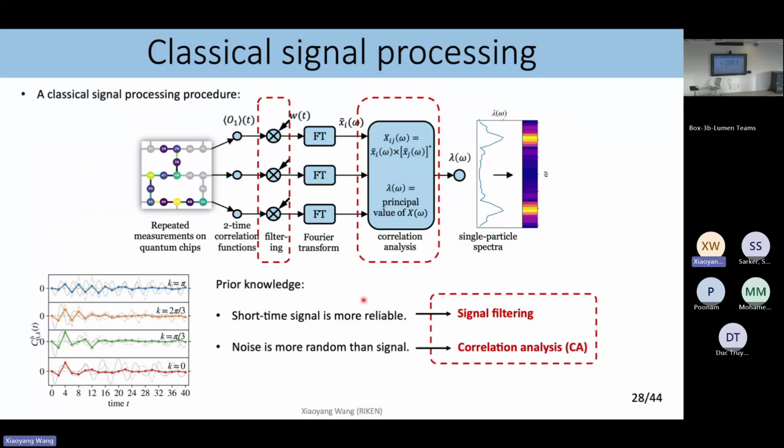So based on these two prior knowledge, we introduce signal filtering and correlation analysis into this classical signal processing procedure, where we first measure this time correlation function many times, and then we apply the filtering function by introducing a window, and then after the Fourier transformation, we perform the correlation analysis, and then give rise to the output.